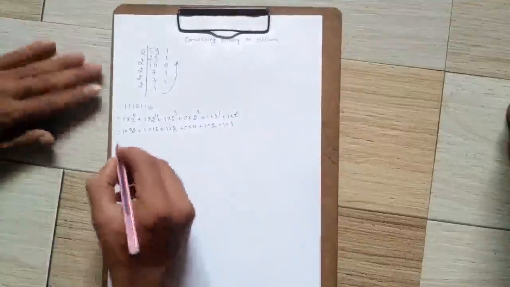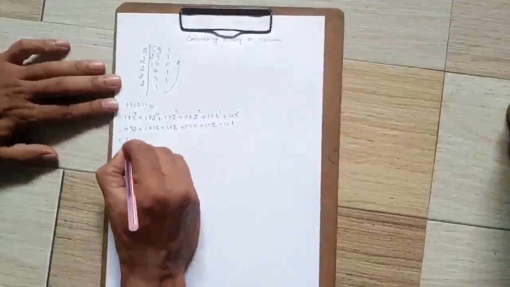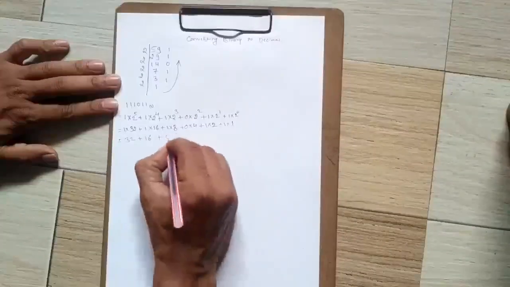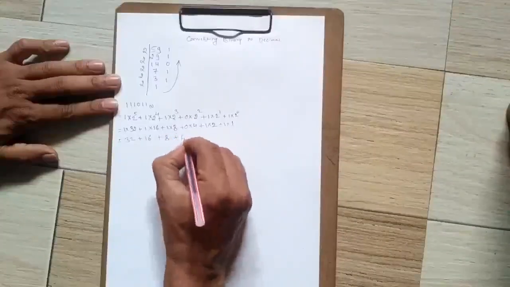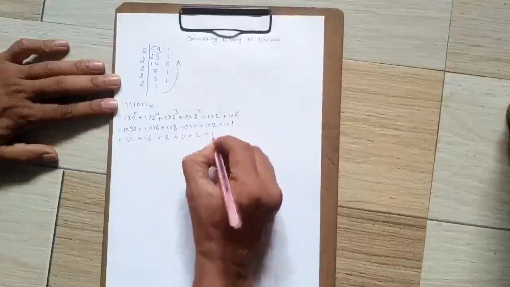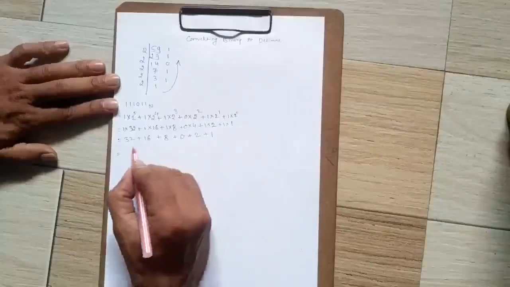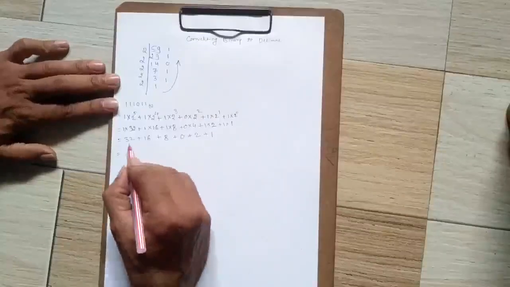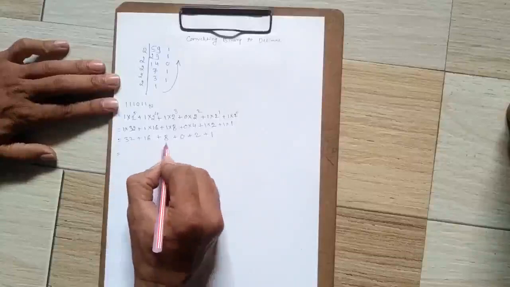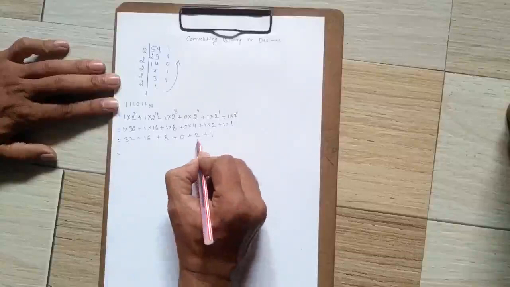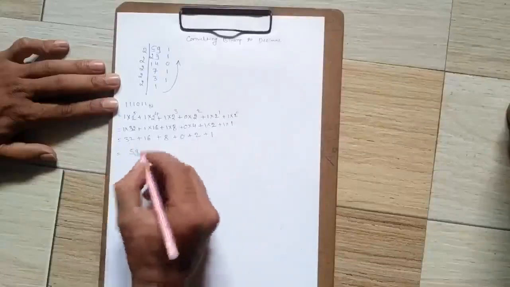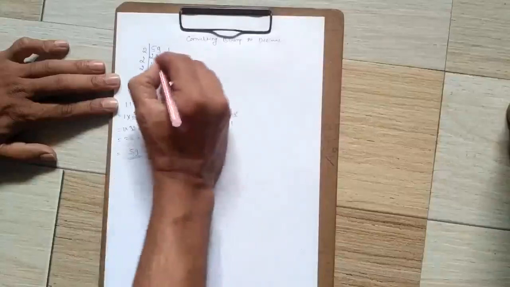Okay, write 1. Now 32 into 1 is 32, plus 16 into 1 is 16, plus 8 into 1 is 8, plus 0 into 4 is 0, plus 2 into 1 is 2, plus 1 into 1 is 1. Now make the addition. 32 plus 16, how much? 48. 48 plus 8, 56. 56 plus 2, 58. 58 plus 1 is 59. So 59 is the correct answer.